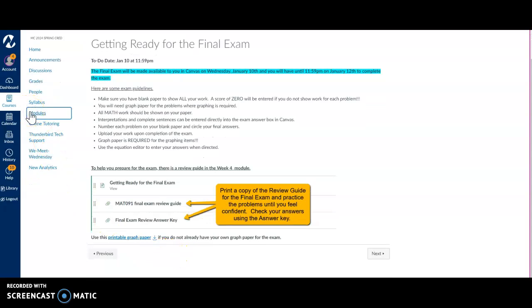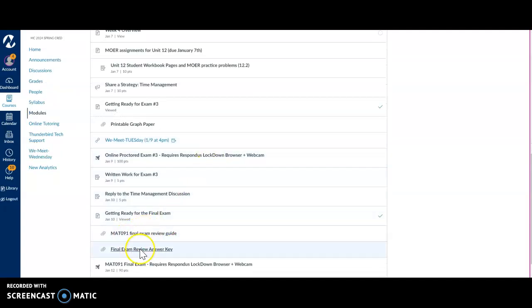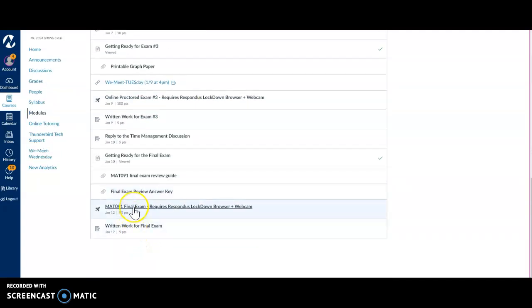Let's see, let's go back to the modules and see what else is coming up in week 4. So after you prepare for the final exam, then you'll just take your final exam. It is due by Friday night at 11:59 p.m. So you'll have all day Wednesday, all day Thursday, and even part of Friday if you want to prepare for the final exam. And then make sure you take the exam and submit it by midnight on Friday the 12th. And then, of course, you'll upload your written work.